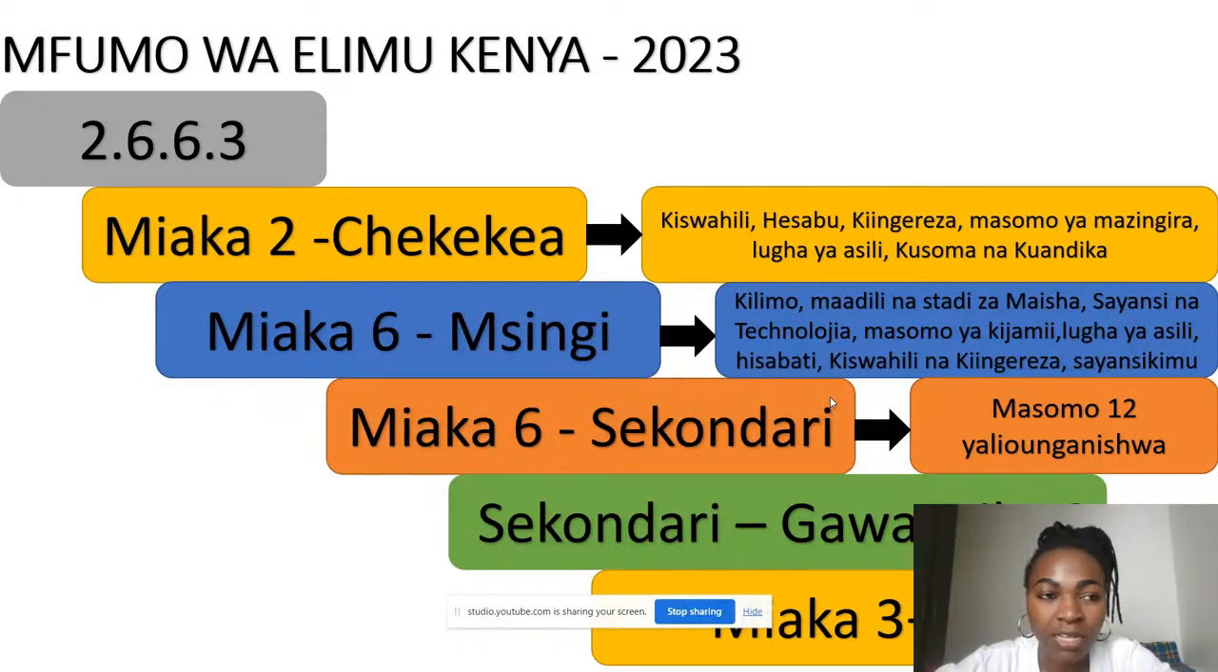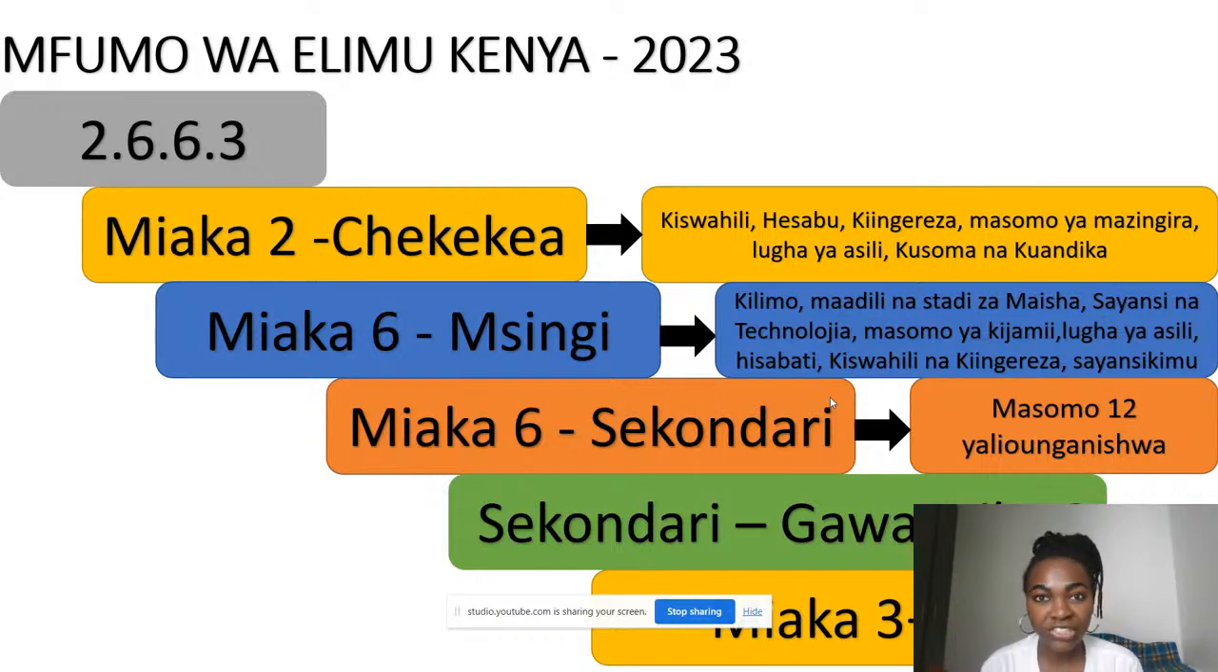Now, education system in Swahili basically is just from kindergarten, primary school, secondary school, and university. Now, miaka miwili, 2, represents 2 years for chekechea. Chekechea, this is kindergarten, whereby kids are starting to learn. And here are the subjects that are being taught in kindergarten. So we have Kiswahili, hesabu, Kiingereza, masomo ya mazingira, lugha ya asili, kusoma na kuandika.